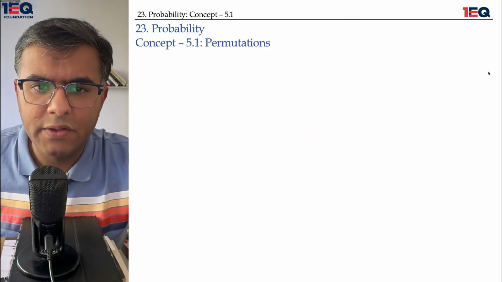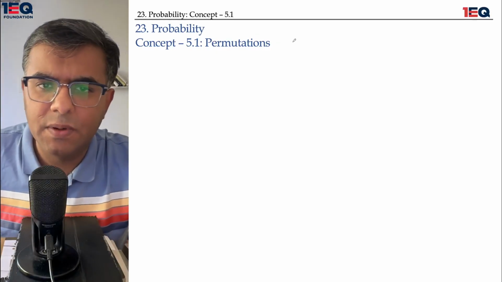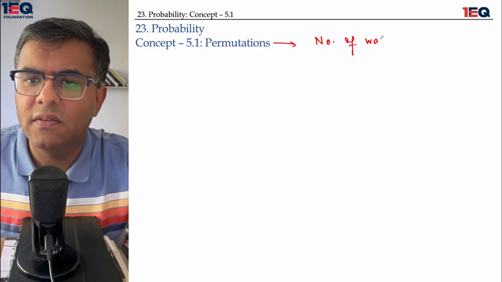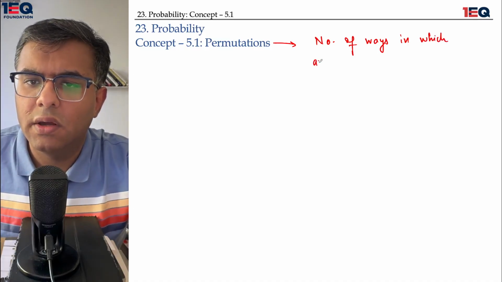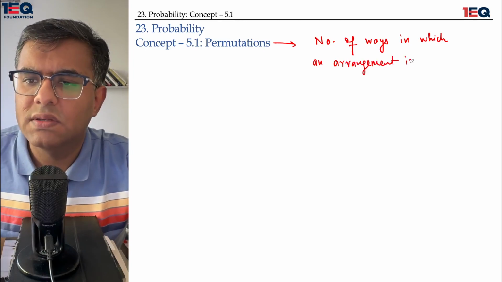Now we are at the topic of permutations. Permutations is used in probability because permutations help us to find out the number of ways in which an arrangement is possible.